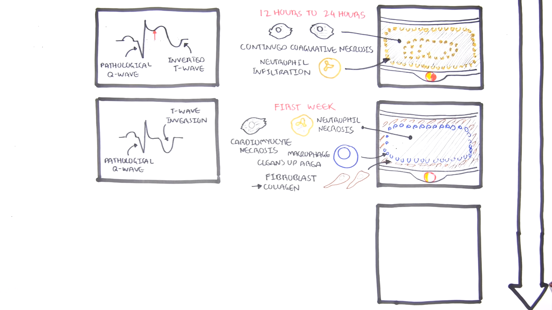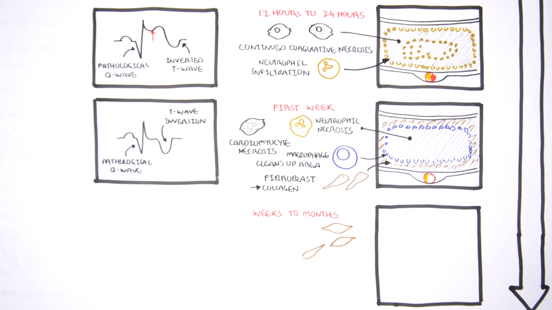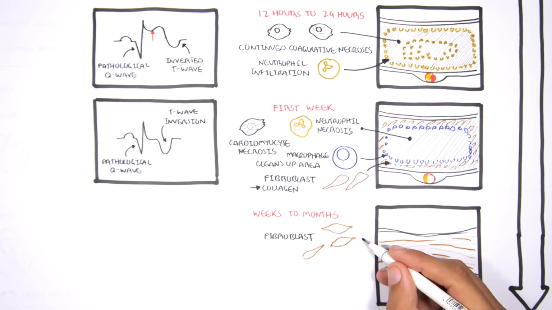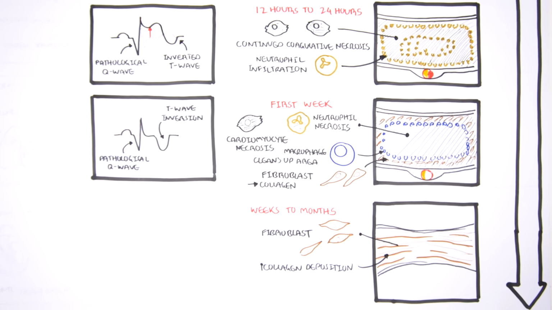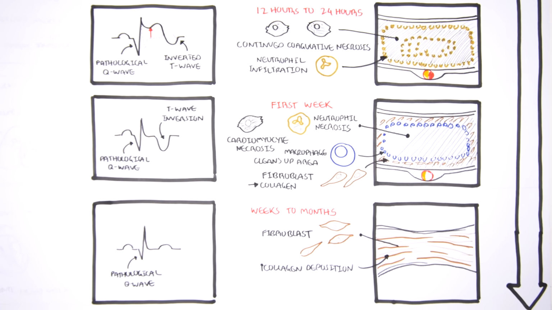Weeks to months following a STEMI, you have fibroblasts forming and depositing a lot of collagen there, forming scar tissue. The person may show evidence of a pathological Q wave on ECG, a sign that he or she has had a previous myocardial infarction.